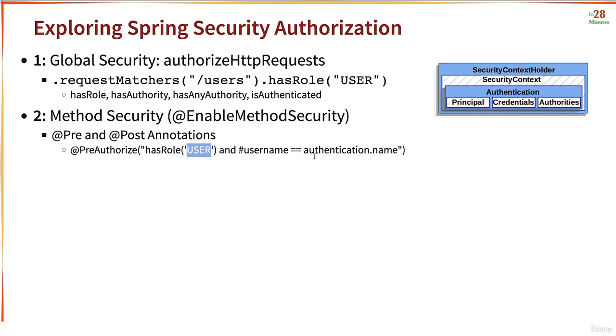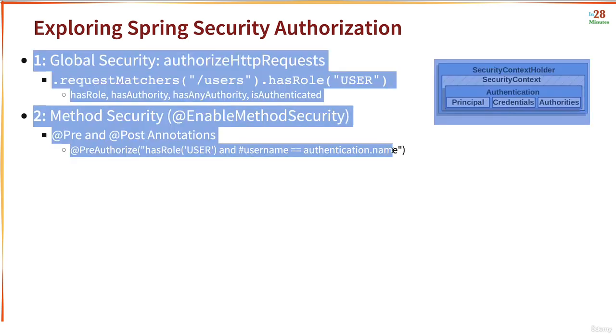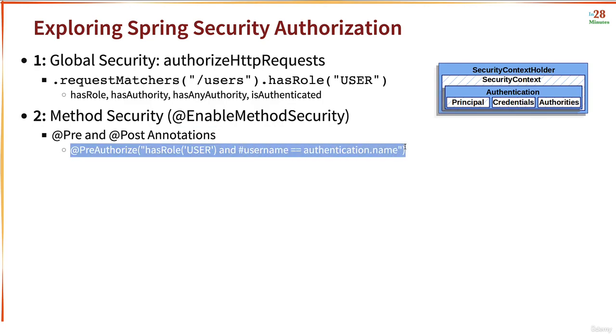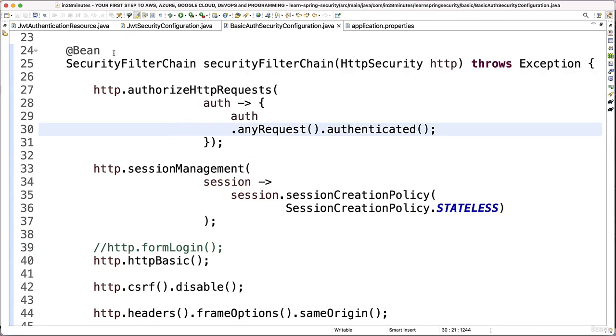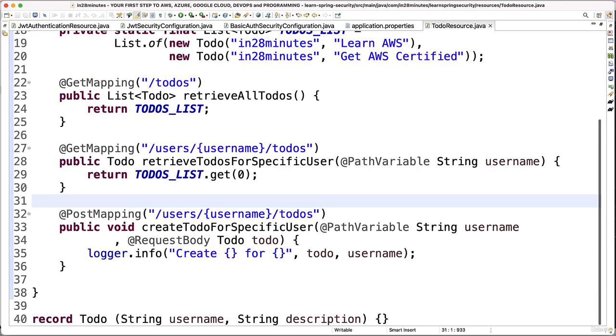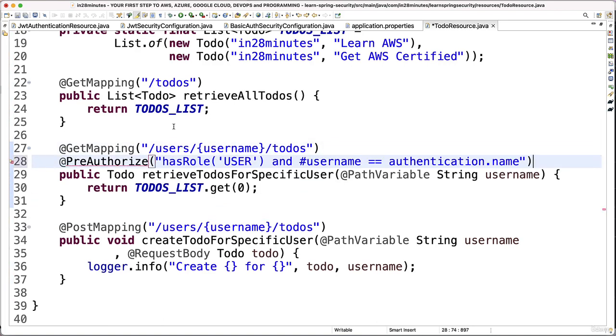And you can configure additional conditions as well. Let's try and play with this specific one. So I'll go into our resource and add this in. So we have our to-do resource, which we created earlier, and retrieve to-dos for specific user is the method we would want to play with. I would go in here and say pre-authorize has role user.